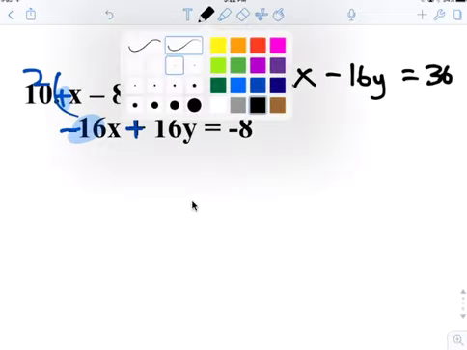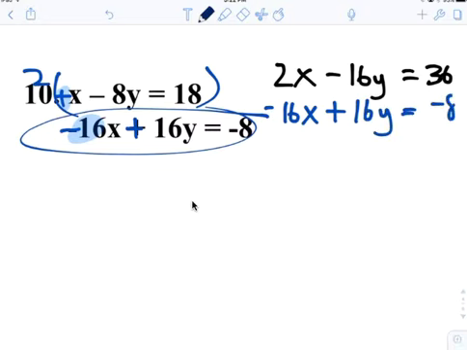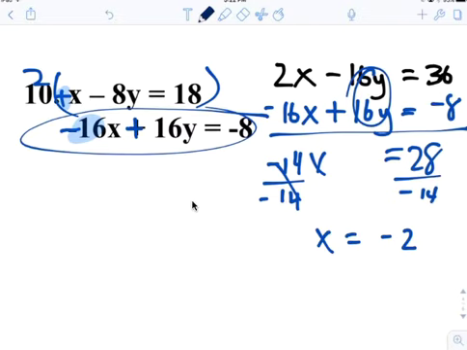Okay, and then that's this one. It's going to stay the same. -16x plus 16y equals -8. -14x, that's 0, equals 28. Divide by -14, divide by -14. X then is -2.